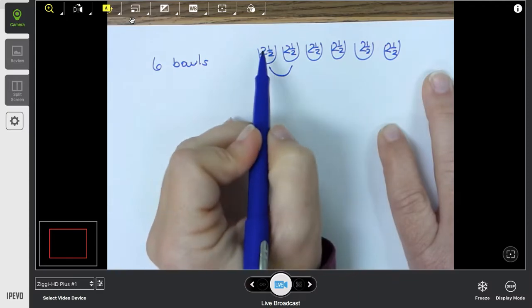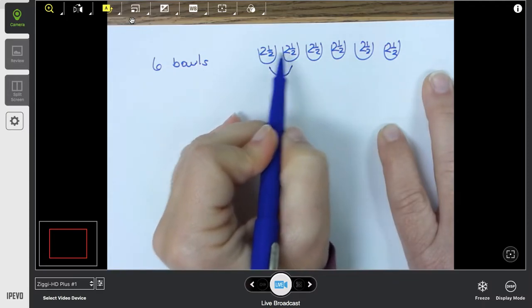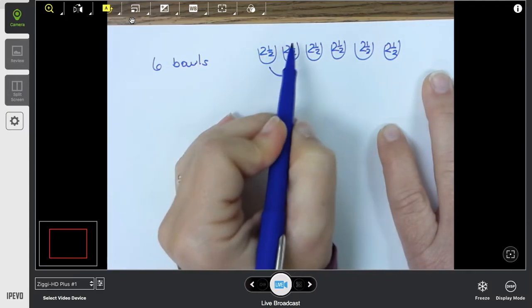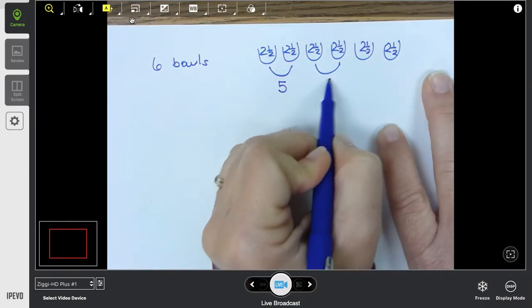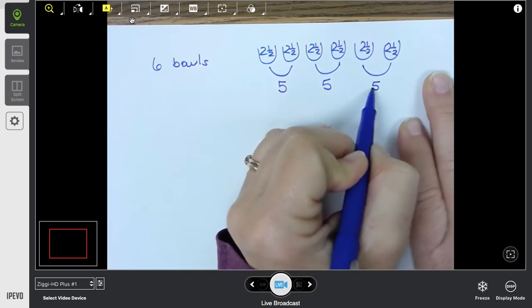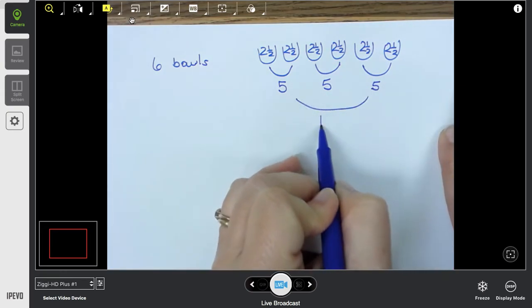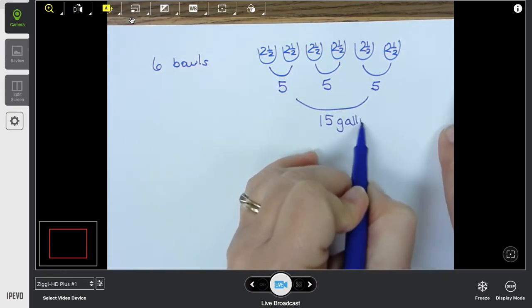Looks like a smiley face. 2.5 and 2.5. Well, 2 and 2 is 4, and a half makes 1, so that 4 plus 1 is going to be 5 gallons. These two will make 5. These two will make 5. So all together, she's got 15 gallons.